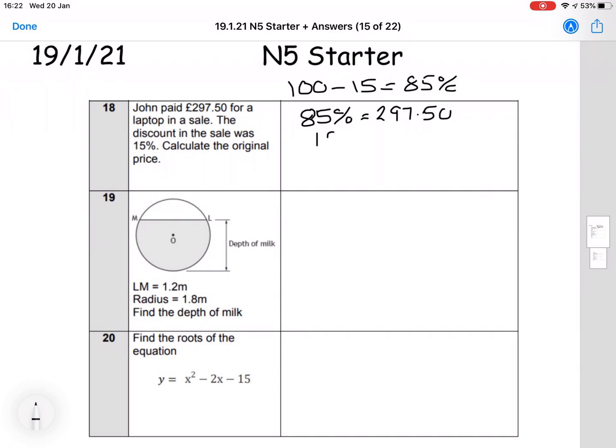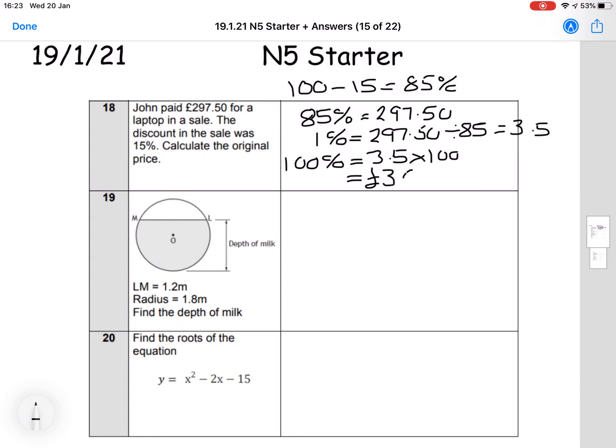And now we need to work out how we're going to get back to 100%. So we could work out 1%. So we would do £297.50 divided by 85, because that's 85% and I just want 1%. And that's going to give me 3.5. Then to get 100%, we simply multiply that answer by 100. So 3.5 times 100. And that's going to give us £350.